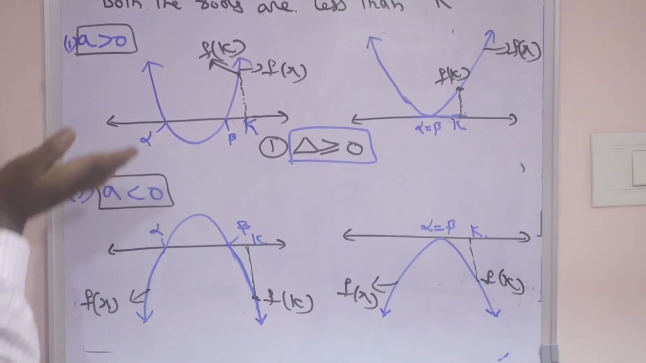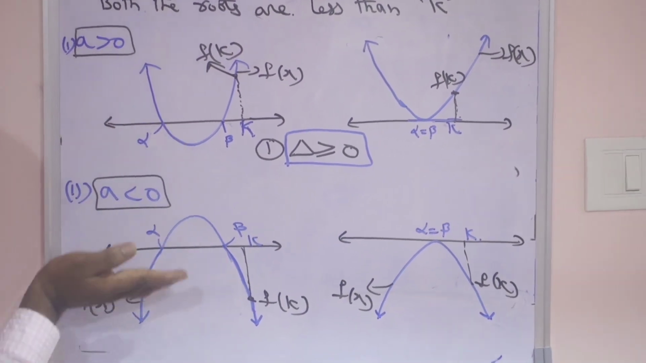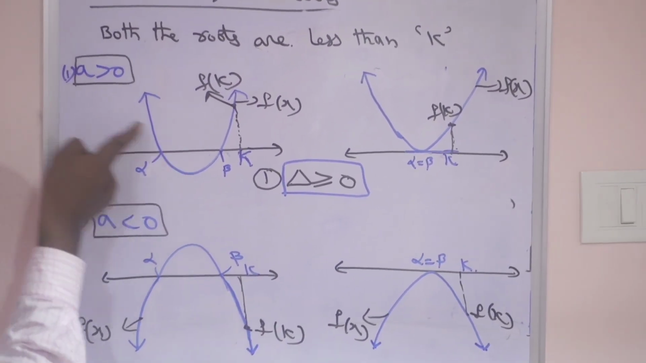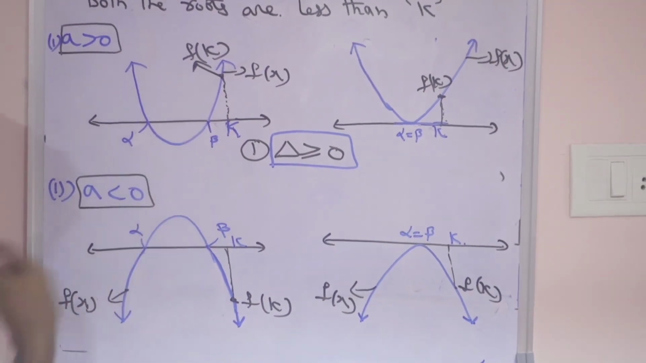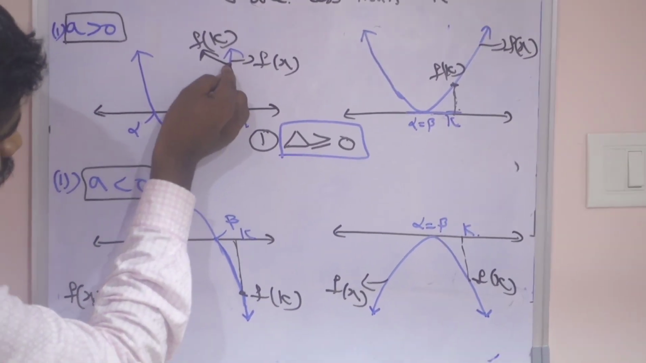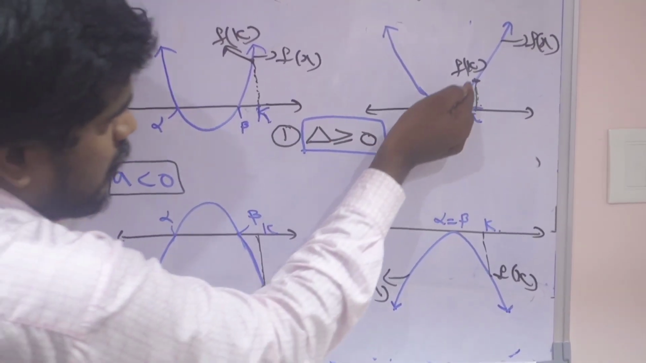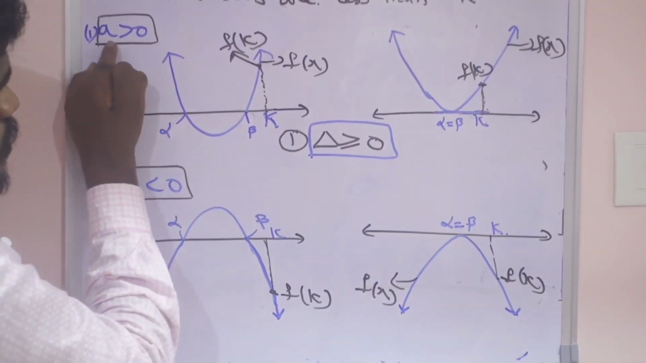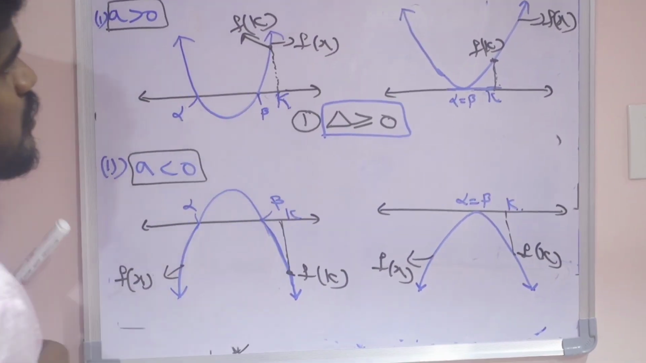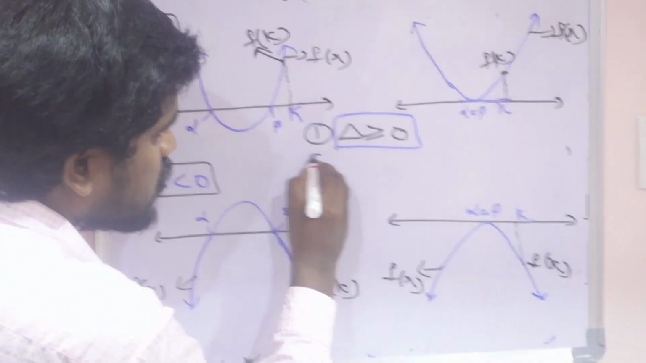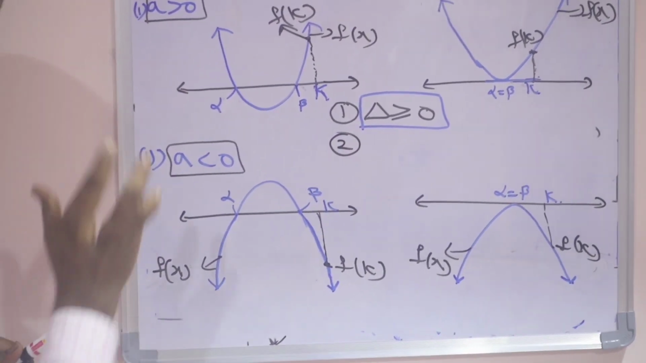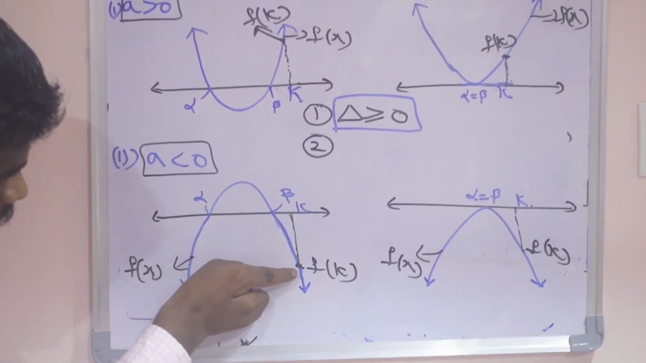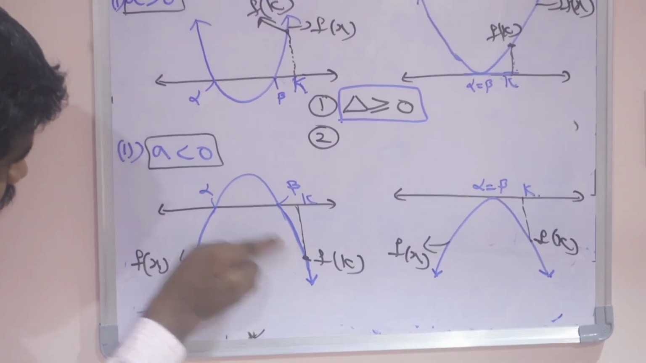And next, here a is positive, and there a is negative. When a is positive, is f of k positive or negative? Above beta, f of k is positive because it opens upward. Here also f of k is positive. A is positive, f of k is also positive. Then a into f of k is how much? Positive.